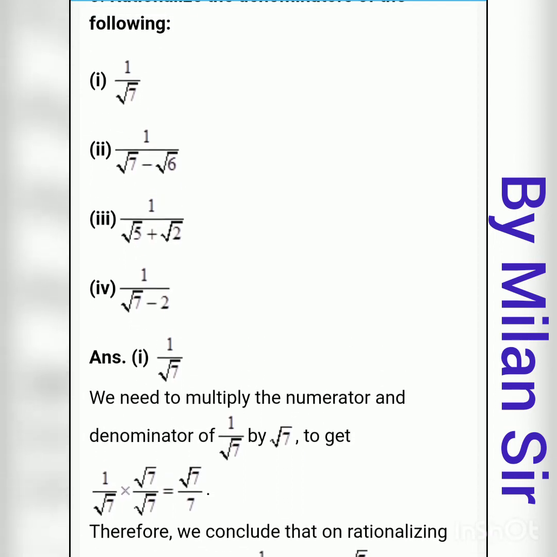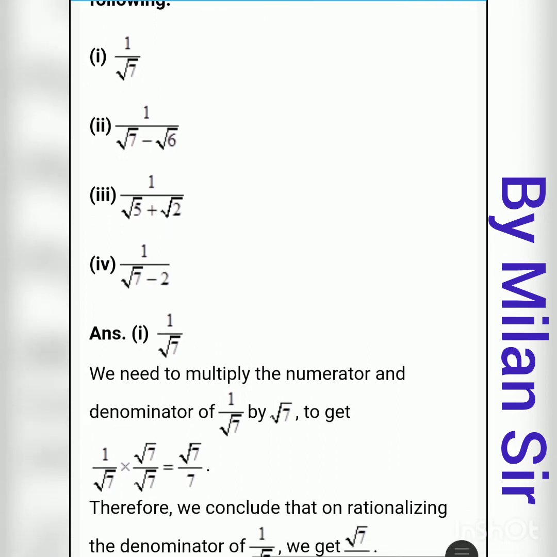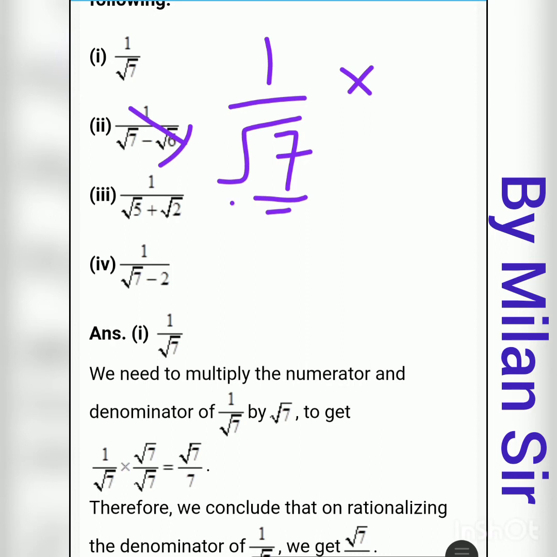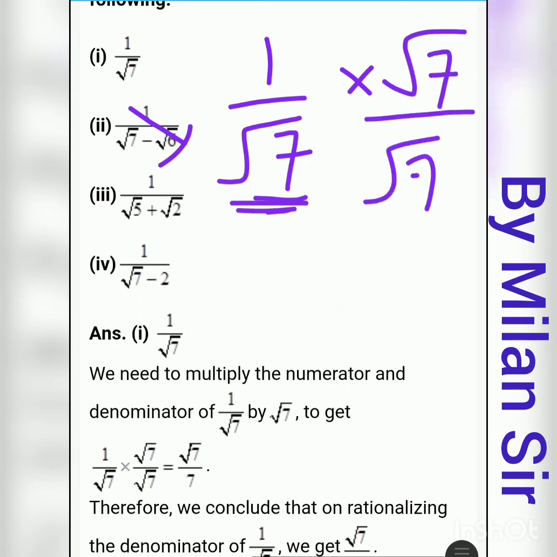So let's start with question number 1. First of all, we have 1 upon under root 7. If in the denominator we have an under root, and only one term, then we need to multiply and divide with the same term. That means here we need to multiply and divide by under root 7.